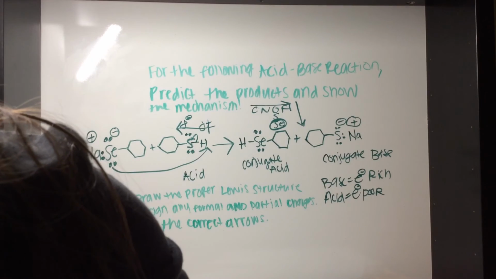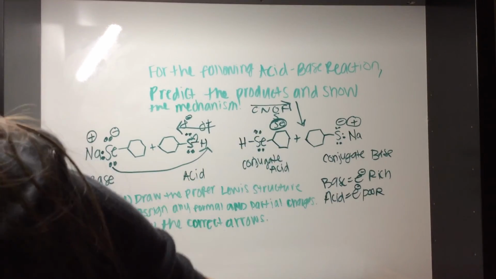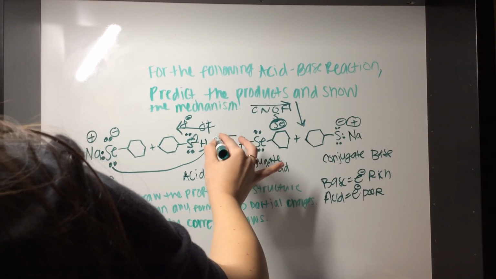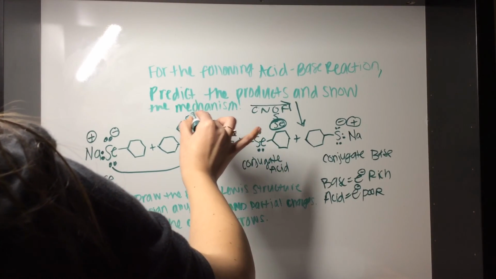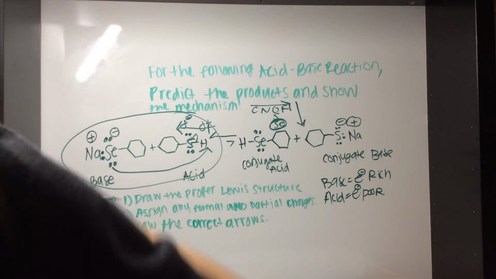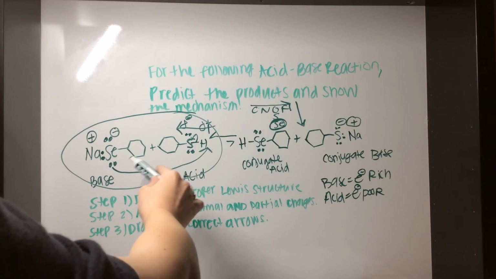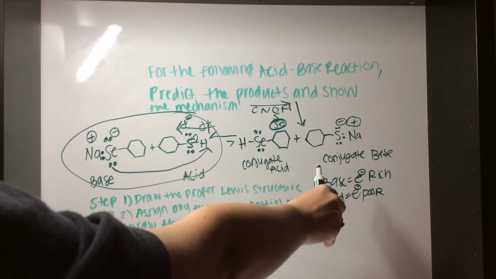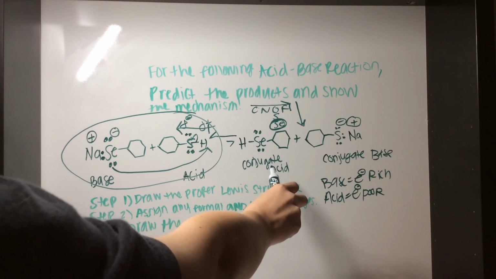So we would get equilibrium arrows that favor the reactants. For this mechanism, in equilibrium, the equilibrium is going to favor the reactants. This is going to occur more often than this because this acid is weaker than this one.